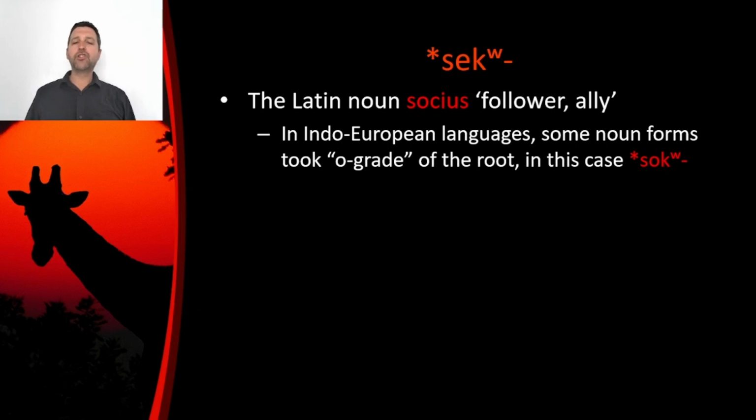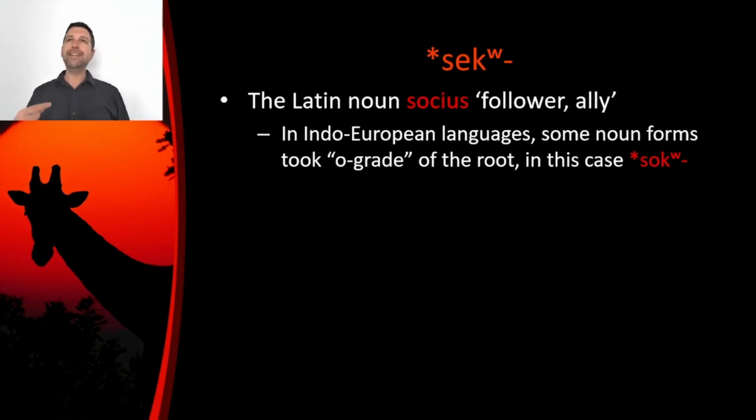Why does it look like socius instead of sequius if this comes from the sekw root? Well, in Proto-Indo-European and on into the daughter languages, the sort of default vowel for any Indo-European root was an E, which is why I'm putting sekw as the root up here. And you probably notice pretty much anytime I'm talking about an Indo-European root, there's an E vowel between two or more consonants. That's sort of how Indo-European roots are constructed.